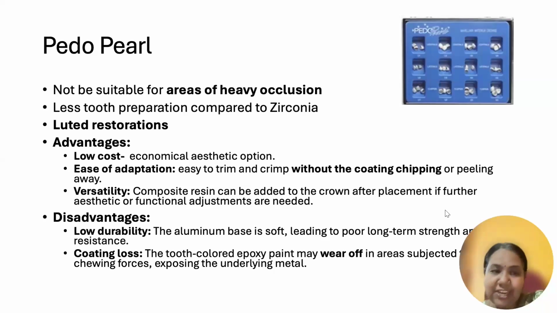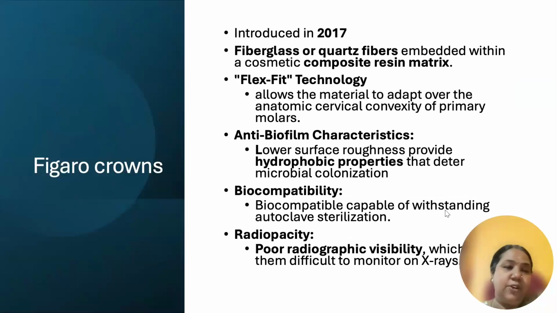Again, low cost is an advantage, along with ease of adaptation and versatility. The only thing is, there have been very few times when there has been a coating loss. The Figaro crowns, which were introduced in 2017, are basically fiberglass or quartz fibers embedded within a composite resin matrix. They have something called FlexFit technology.